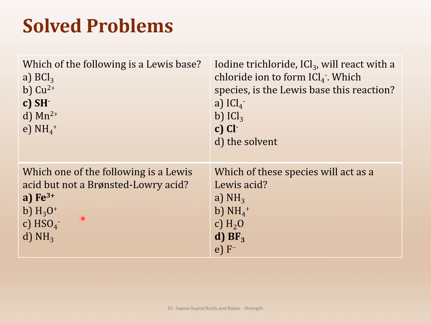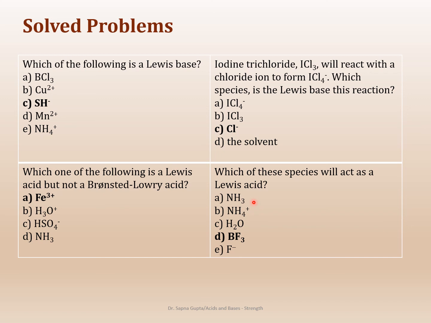Third question, which one of the following is a Lewis acid but not a Bronsted-Lowry acid? Remember, a Bronsted-Lowry acid is a proton donor, which means that you'll have a hydrogen in there. Iron 3+, hydronium ion, HSO4-, and H3+. These all have hydrogens in them, so these all can be Bronsted-Lowry acids, which leaves only iron 3+ as our Lewis acid.